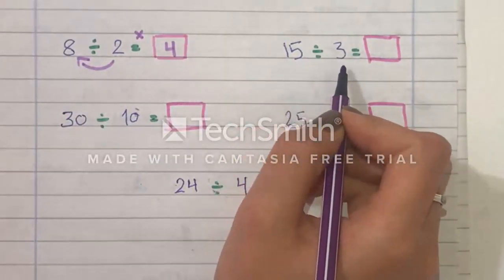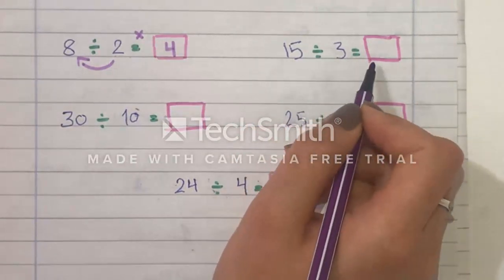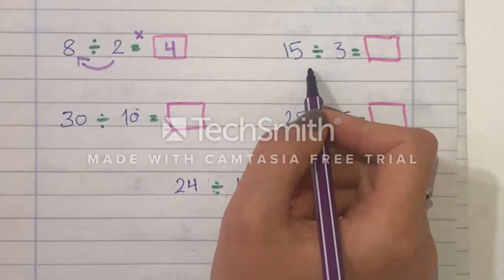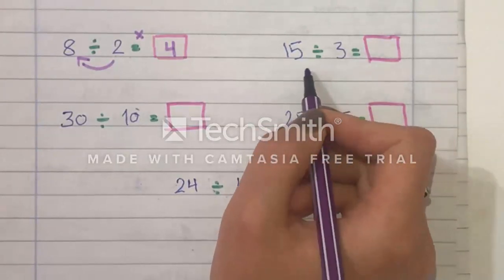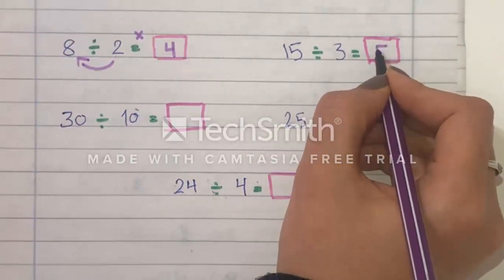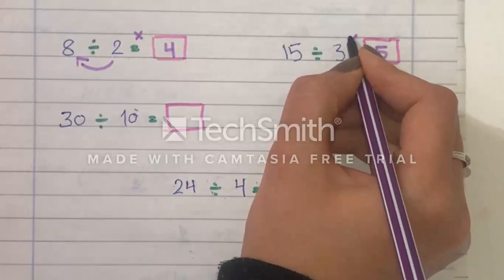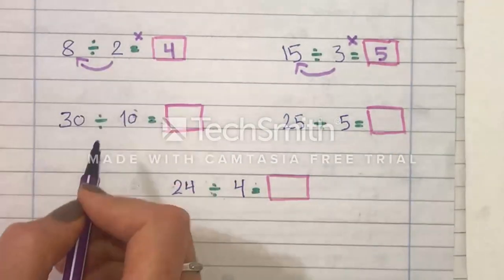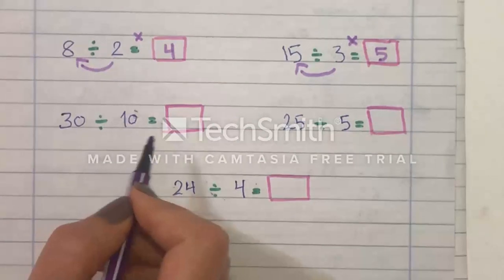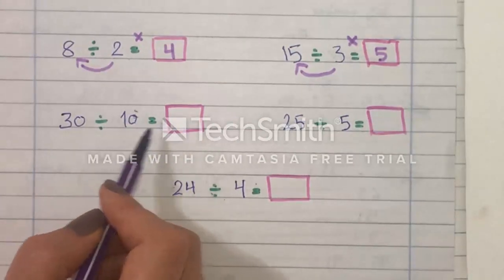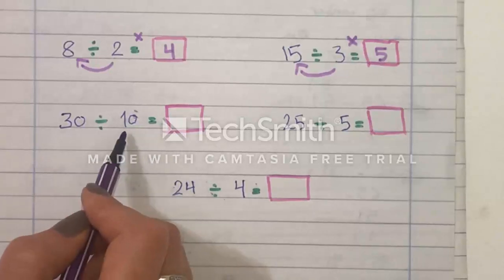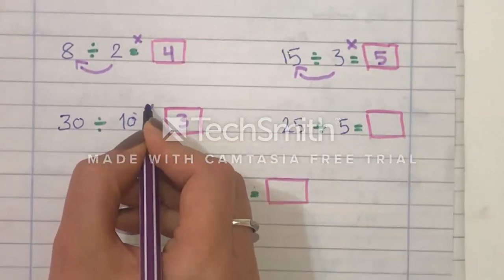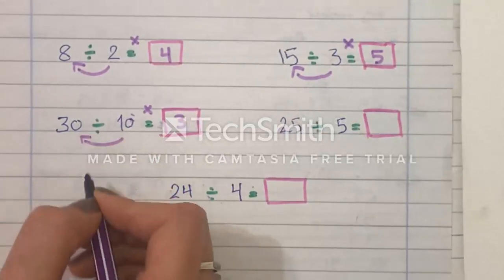Second one, 15 divided by 3. 1 3's 3, 2 3's 6, 3 3's 9, 4 3's 12, 5 3's 15. So the answer is 5. Same thing, 5 times 3 equals 15. Next, 30 divided by 10. 1 10's 10, 2 10's 20, 3 10's 30. So the answer is 3. 3 times 10 equals 30.